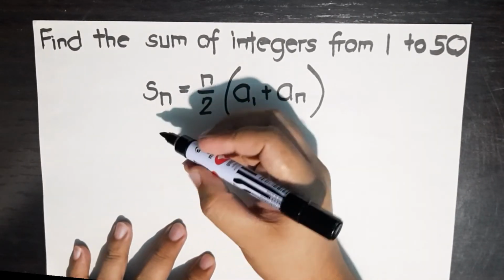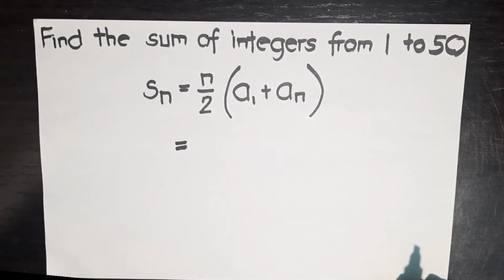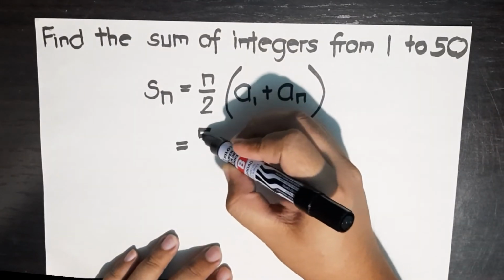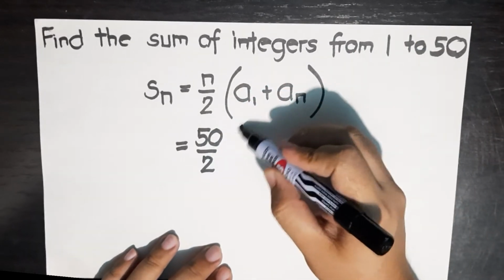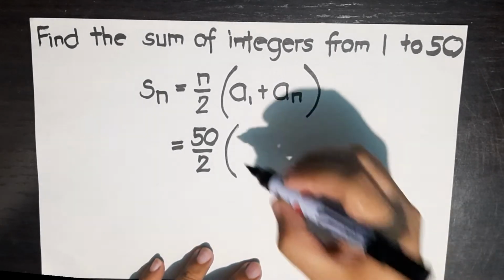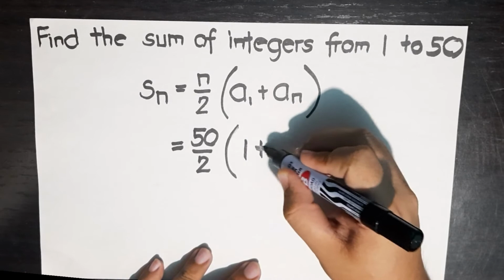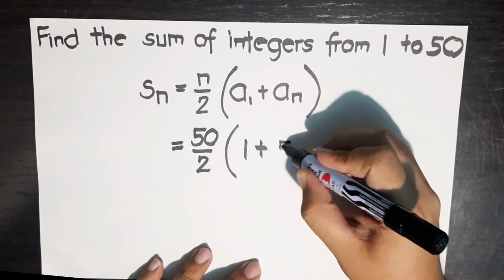So S sub n is equal to n. How many terms are we going to solve? Now from 1 to 50, there's a total of 50 terms, because 1, 2, 3, 4, 5, 6, 7 up to 50, there's 50 of them. So 50 divided by 2 times the quantity of a sub 1, which is the first term of 1 to 50, and that is 1, plus the last term of 1 to 50, which is 50.